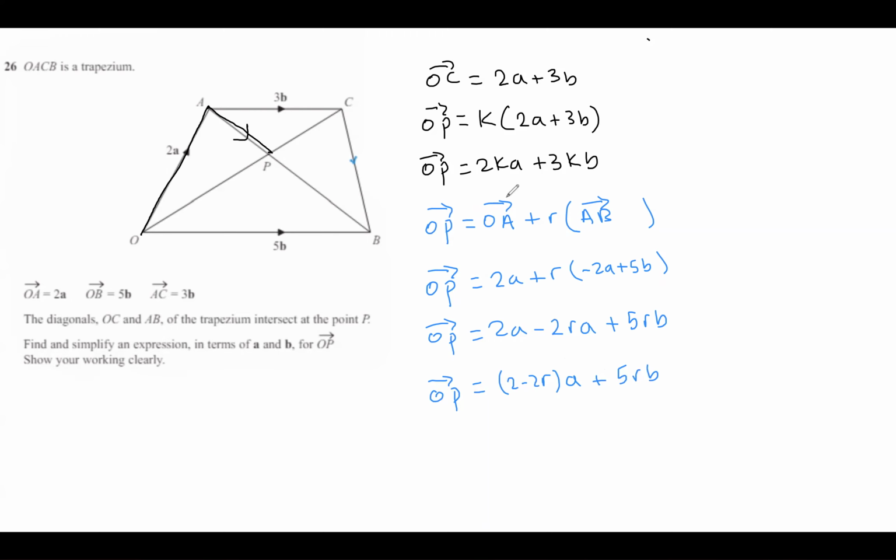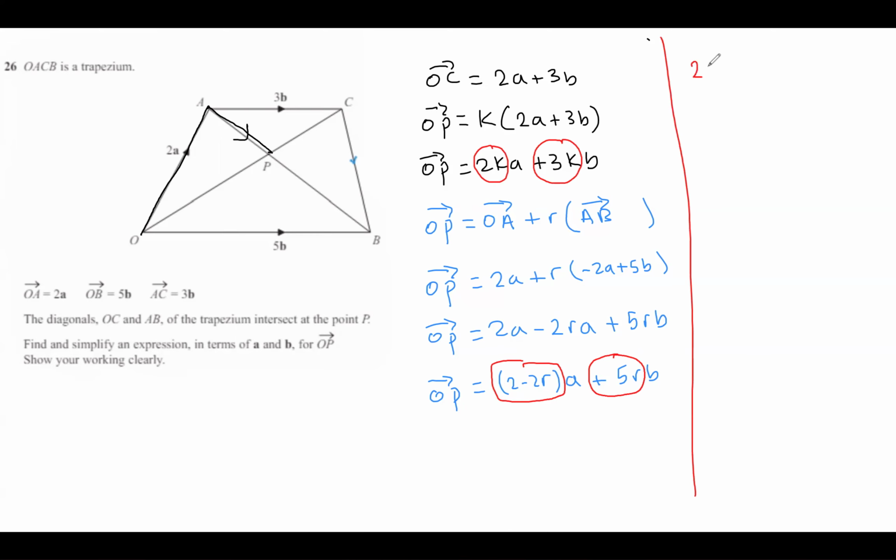And that's really good, because now we've expressed OP in 2 different ways, and then we can equate the coefficients. So I can say 2k must be equal to 2 minus 2r, because these are the coefficients of a, and then the coefficients of b. I include the sign because sometimes that's negative. Likewise here, I include the sign. So now I can equate my coefficients. I will start on this side. So 2k must be equal to 2 minus 2r, and 3k must be equal to 5r.